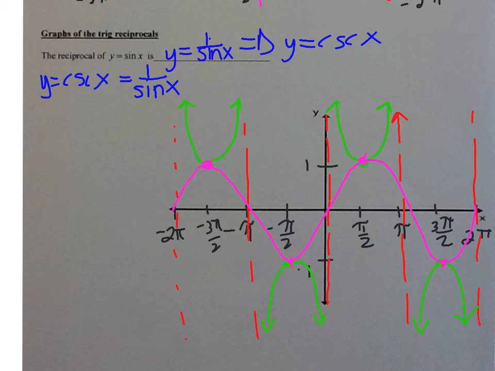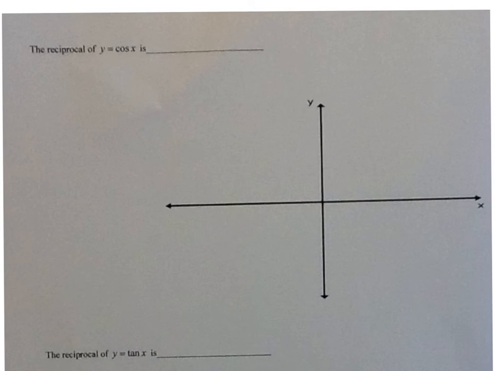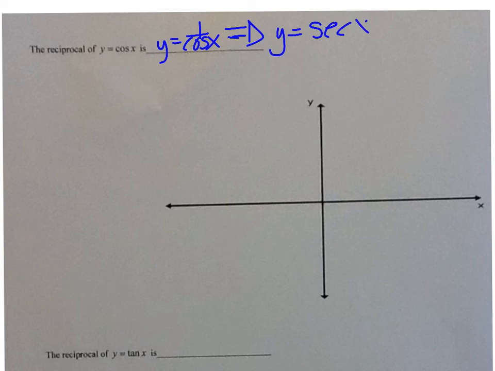All right, anyway, so let's move on to the reciprocal of cosine. So flip the page or turn your page. Okay, so we're now graphing the reciprocal of cosine. So the reciprocal of cosine, y equals 1 over cosine, remember, is secant. So this would be y equals secant x. So that's what we're graphing. We're graphing y equals secant x.